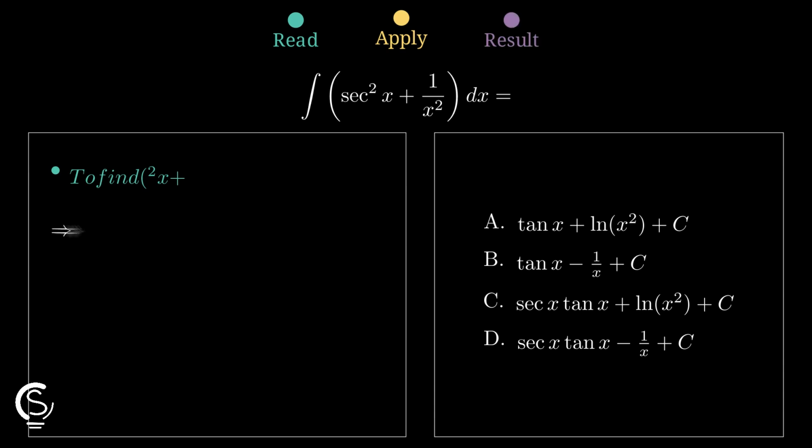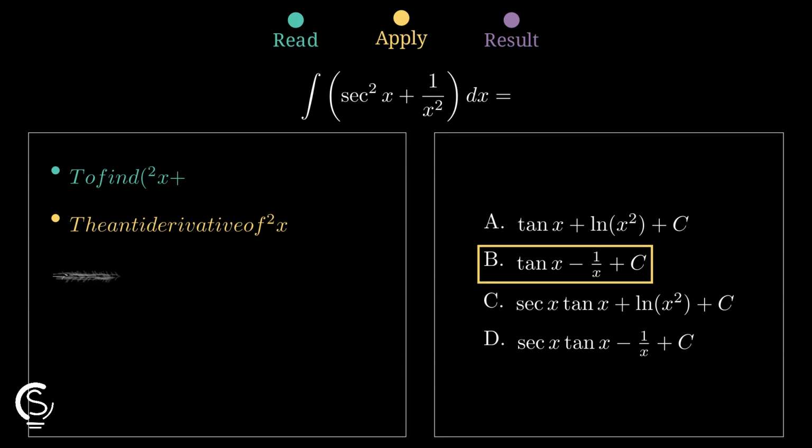Rewrite 1 over x squared as x to the negative 2. Using the power rule, we get negative 1 over x. This makes option B correct.